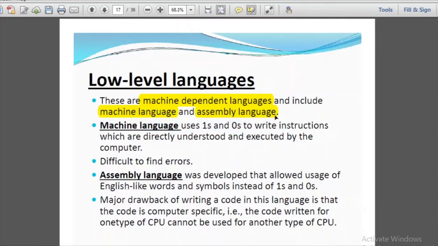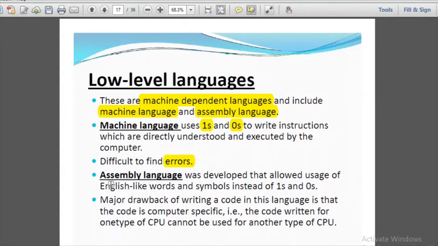First is machine language and next is assembly language. These low level languages are languages which are understood by the computer. First is machine language. It uses ones and zeros to write instructions which are directly understood and executed by the computer. For a human being to write in this language is very difficult, and moreover, it is difficult to find errors in this language because everything is in zeros and ones.